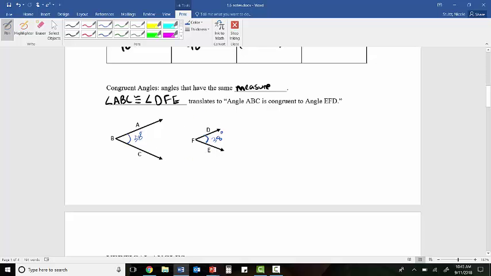So when we show 2 congruent angles, we'll put these little arcs in here, and that signifies that they're congruent. So sometimes I might put 2 arcs in the picture, and because they both have 2 arcs, they're congruent.